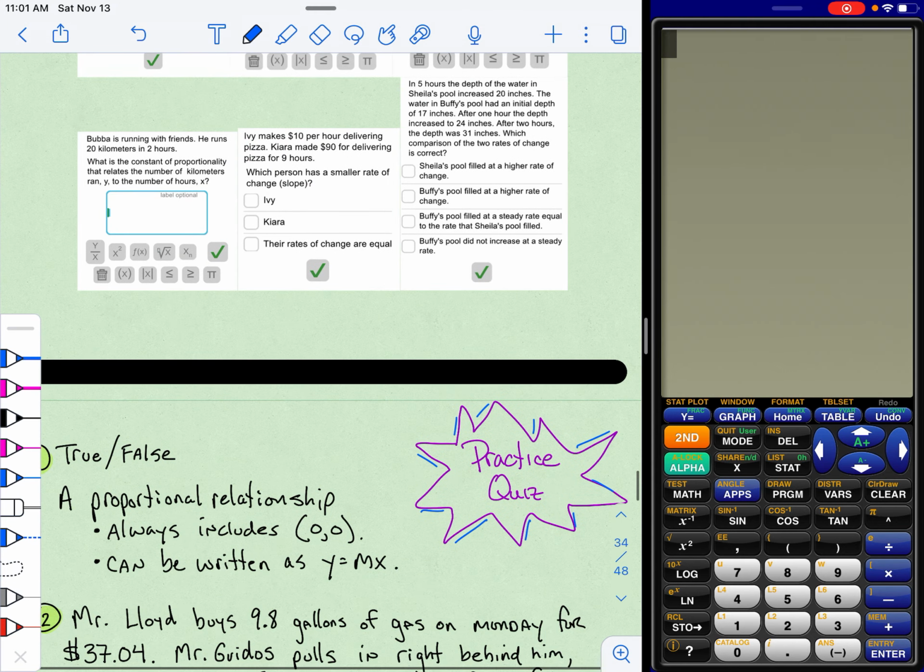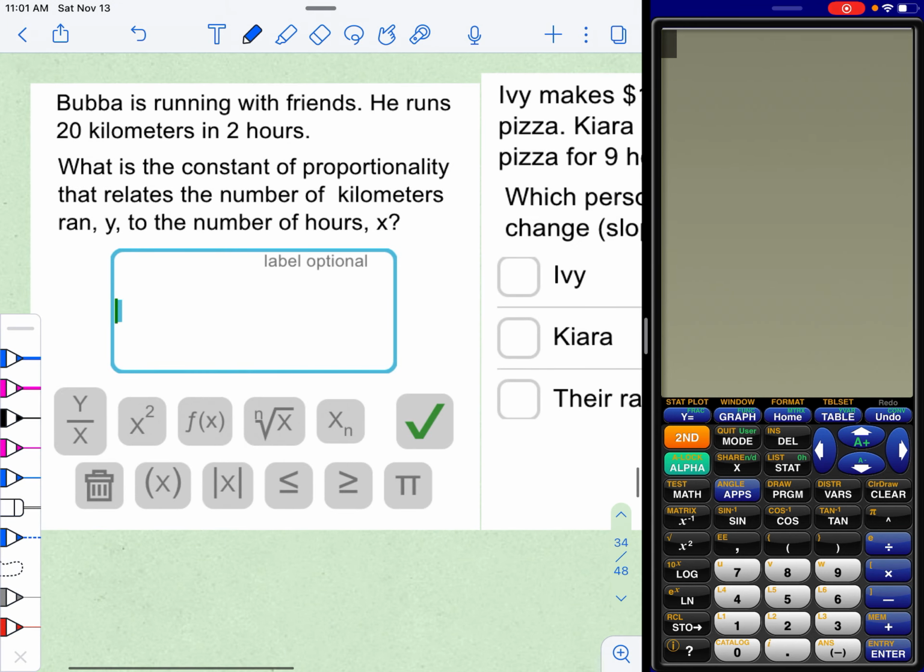All right, 3 more to go. And then we should be done with this video. Bubba is running with friends. He runs 20 kilometers in 2 hours. So he's running, let's see, 20 divided by 2 is 10 kilometers per hour. Notice how I'm always trying to get down to one item, like $1 or 1 gallon or 1 hour. I want to get a unit rate. So I'll use division for that, 20 divided by 2. So 10 kilometers per hour, what's the constant of proportionality? There, 10, piece of cake.